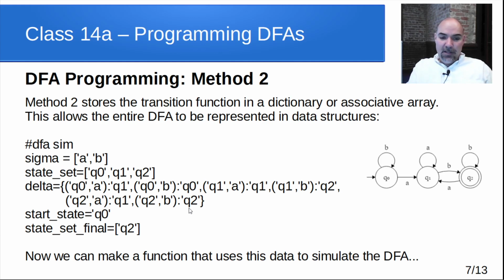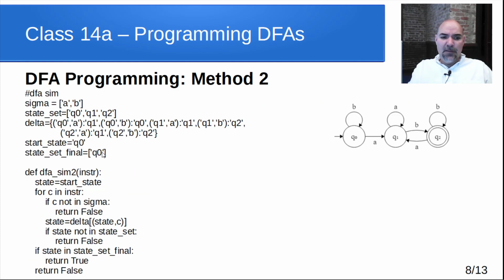All right, so moving on, now what we're going to do is make a function that uses this data to simulate the DFA. In other words, it's going to start in whatever the defined start state is. It's then going to go through the string 1 character at a time, just like we did before. But each time, it's going to take the state we're in and the symbol that we have, make a pair out of those, look them up in the dictionary, and then that becomes our new state.